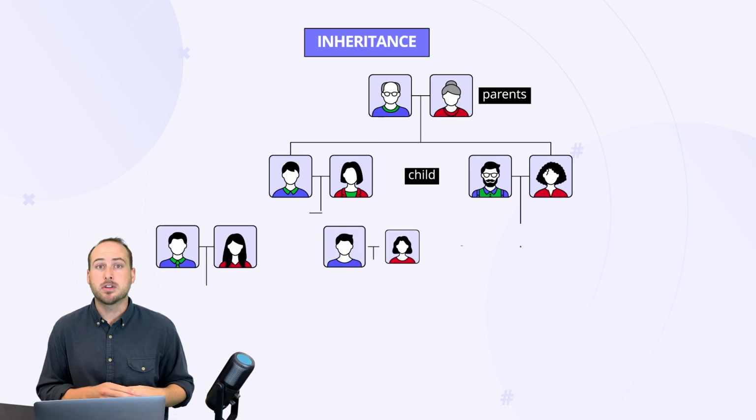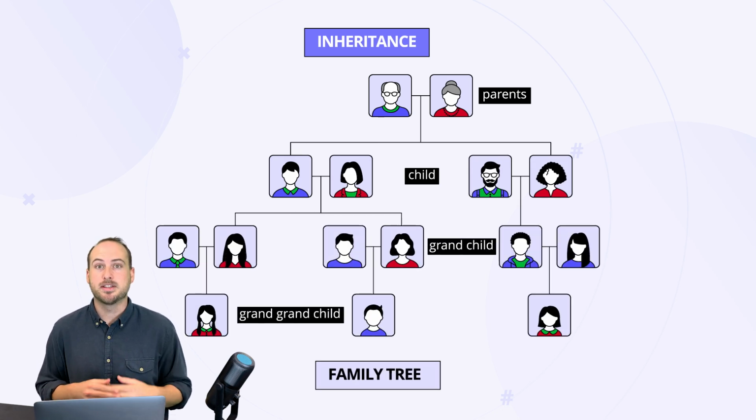Inheritance allows a new class to inherit properties and methods from an existing class, sort of like how a child inherits genetic traits from their parents. Inheritance is such a powerful concept because it makes it a lot easier for us to build new functionalities without having to start completely from scratch.